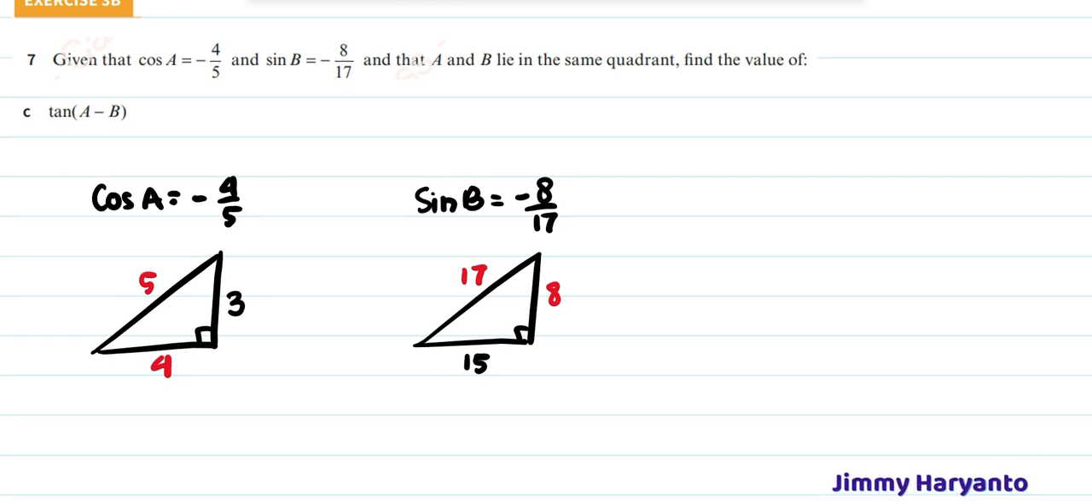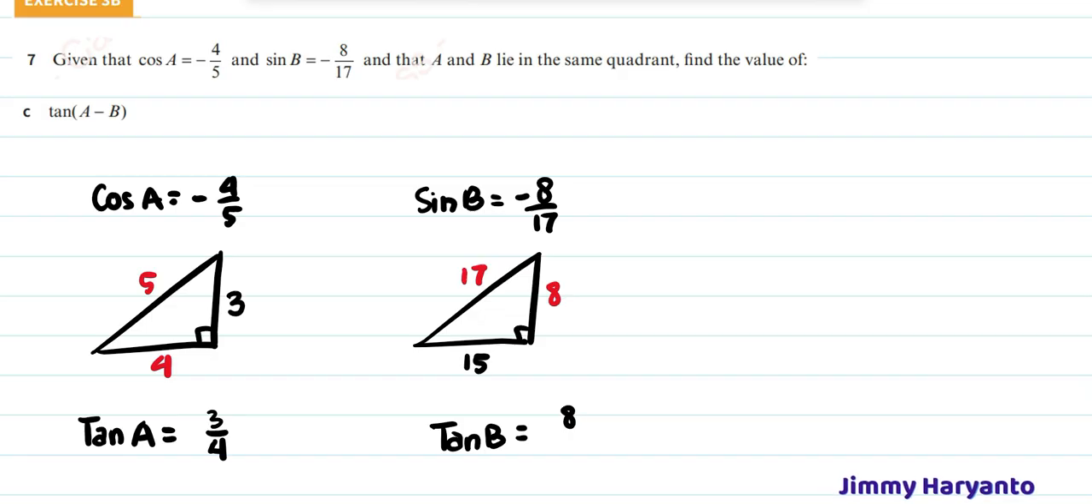So for this one, I think we will need the value of the tangent only. So tangent is opposite over adjacent. For the tangent of B, the opposite is 8, the adjacent will be 15, and it says both of them lie in the same quadrant.